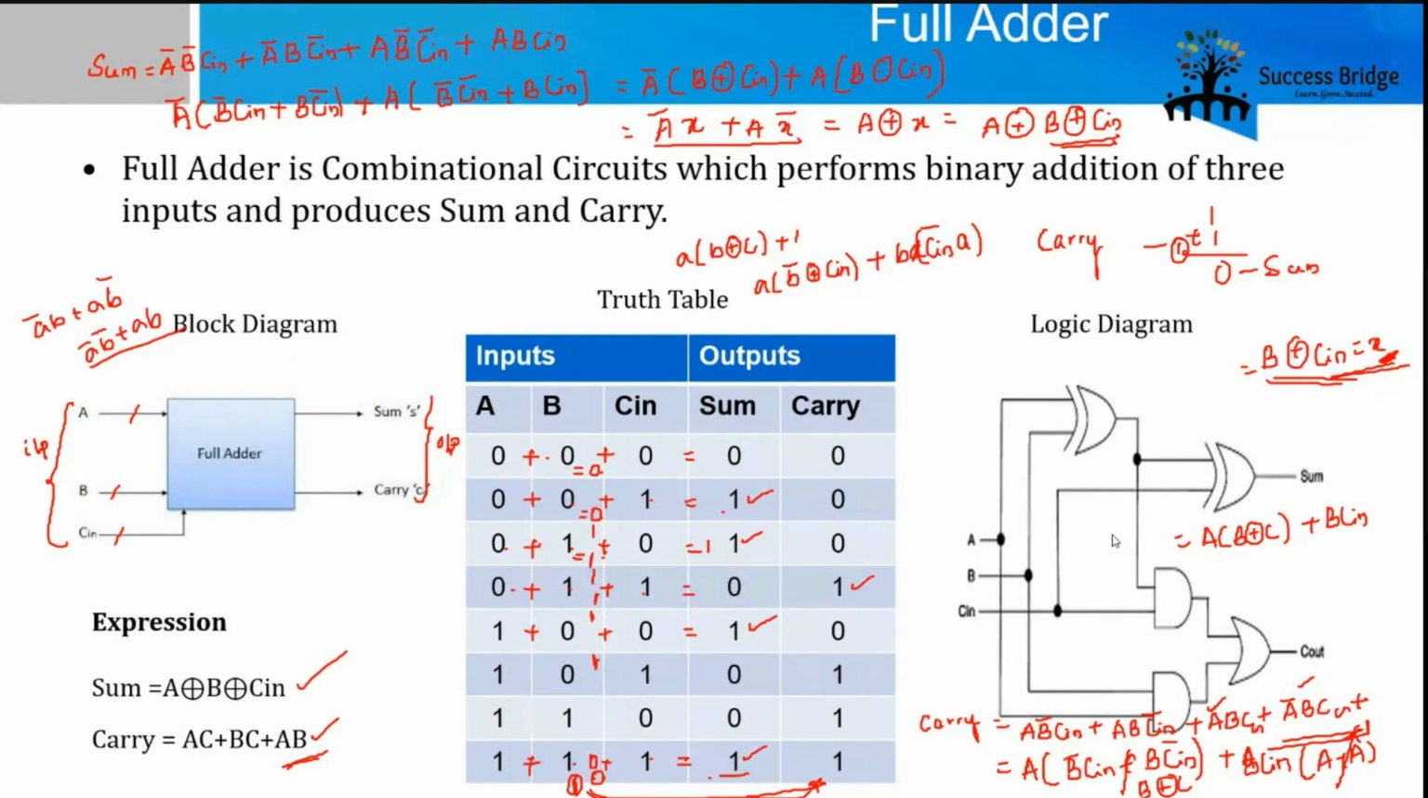You see that there are two XOR gates, two AND gates and one OR gate. So totally we have 5 gates. Through these 5 gates, we are able to create a full adder which exactly represents the truth table.